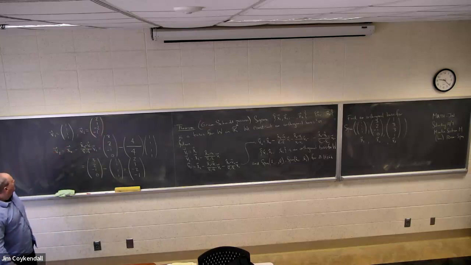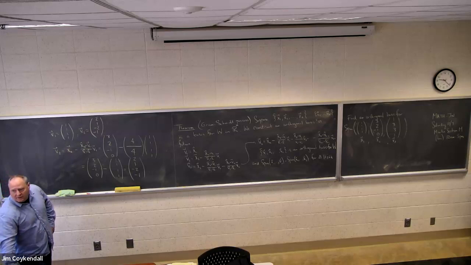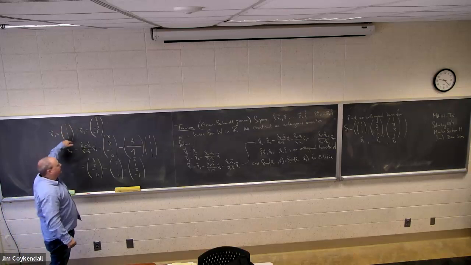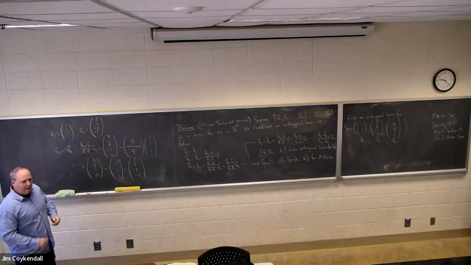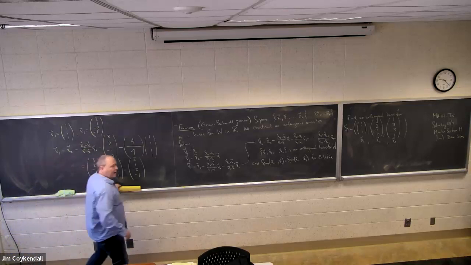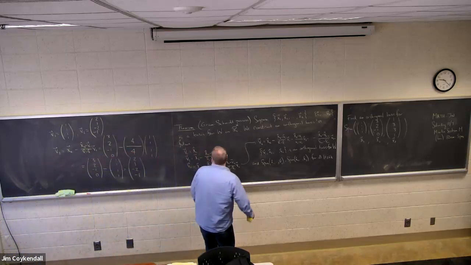Okay, gut check. Are those two orthogonal? They sure are, aren't they? Right? The dot product between these two, 3 minus 3, is 0. Everybody okay with it? Okay. Let's go to the next one.